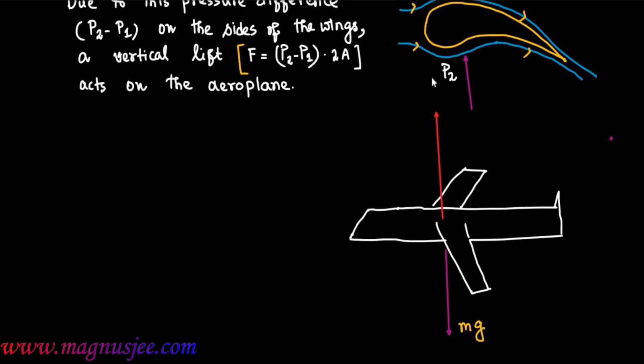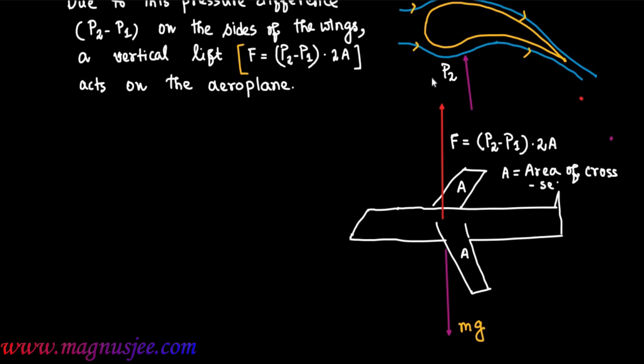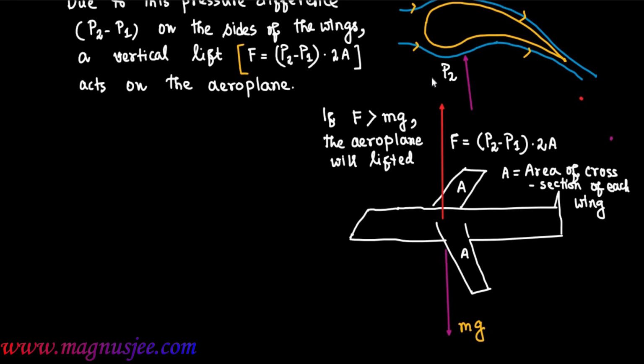Mg is the weight of the aeroplane, and we can denote the lift or vertically upward force F equals P2 minus P1 into 2a, where a is the area of cross section of each wing and 2a is the total area of cross section of the two wings of the aeroplane. If F is greater than mg, that means the lift or upward force is greater than the force of gravity, then the aeroplane will be lifted up.